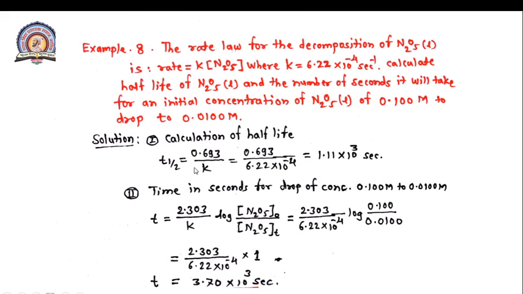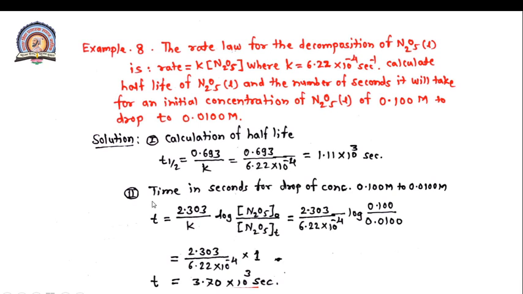First of all, we find out the half-life. As we know the formula of the half-life, T half is equal to 0.693 divided by K, which is equal to 0.693 divided by the given value of K, 6.22 into 10 raised to minus 4. So the value obtained is 1.11 into 10 raised to 3 seconds. Now this is the half-life period for this reaction.